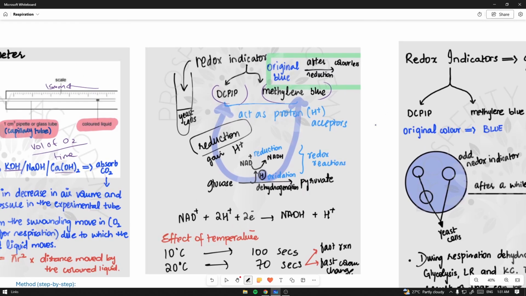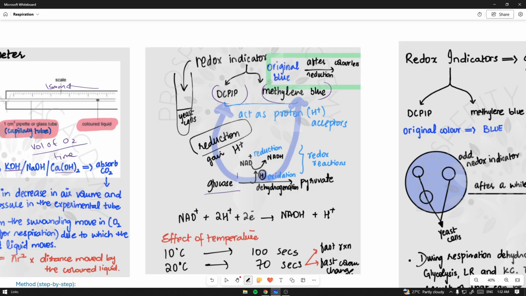So we have a test tube with yeast cells, and then we add either of the indicators, DCPIP or methylene blue, and then we time it. We see how much time it takes for the indicator to change its color. So we can vary the concentration of the yeast cells, we can vary the temperature, and so on, to study the effect on the rate of respiration, right?